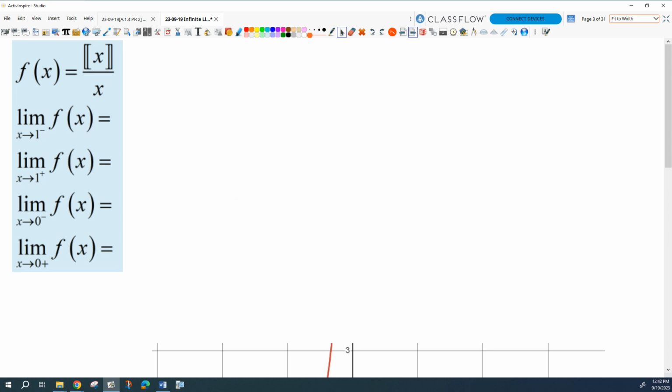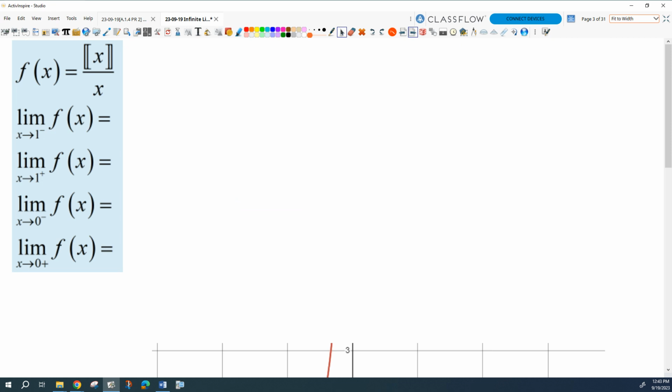Okay, so now let's take that idea and do something a little more complicated with it. What if we want to define a new function f of x, which is the greatest integer function evaluated at x, divided by x? So what are we going to get if we take the limit of this new function as x approaches 1 from the left? That would be a value like what? Yeah, 0.999, something like that, right? We're just to the left of 1.